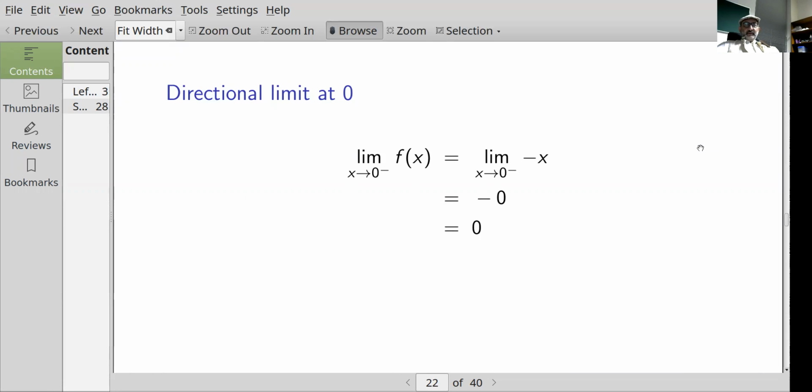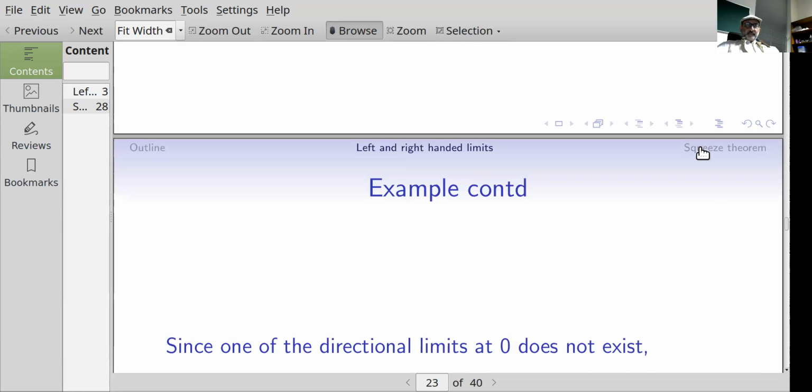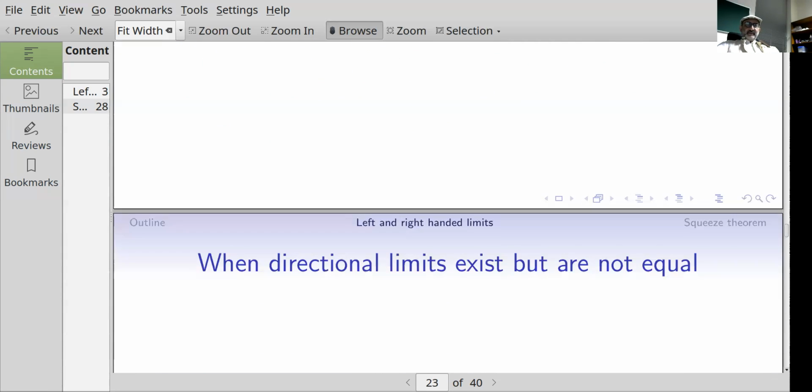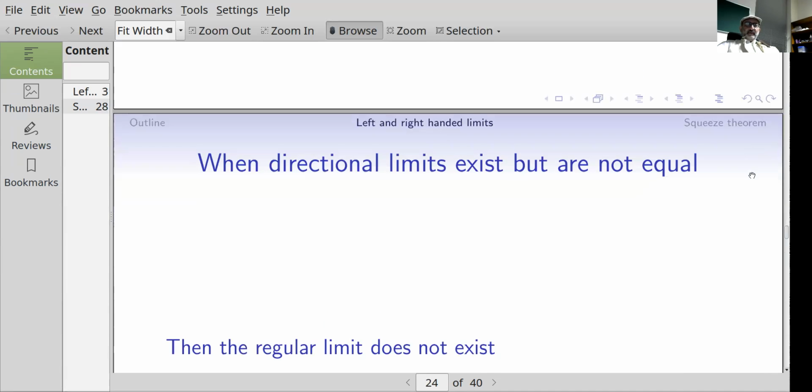Okay, the other limit, the limit from the left, does exist. The limit as x goes to 0 from the left of f of x. When x is negative, f of x has the form minus x. So this is equal to the limit as x goes to 0 from the left of minus x, which is minus 0, equal to 0. Okay. Since one of the directional limits does not exist, the regular limit at 0 does not exist.